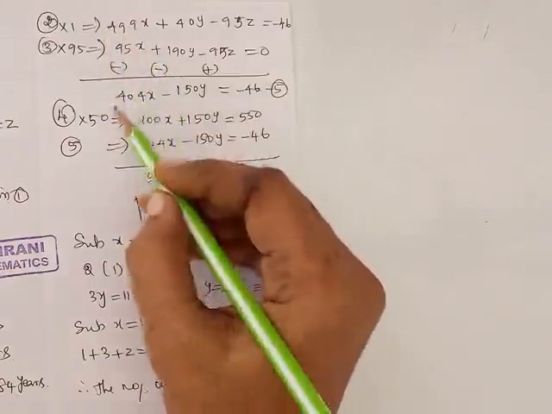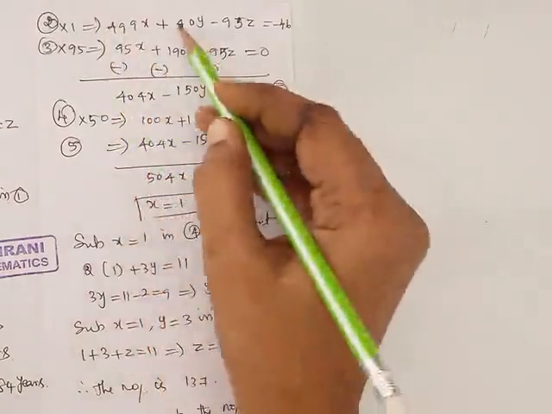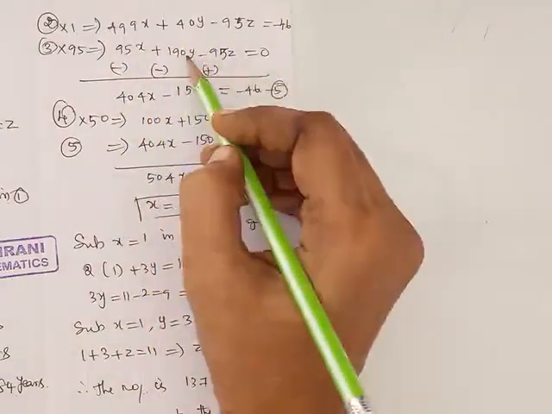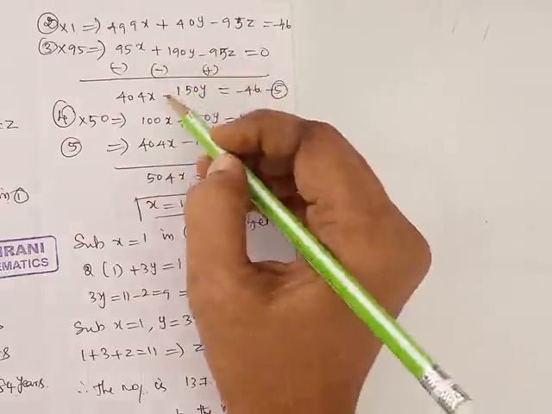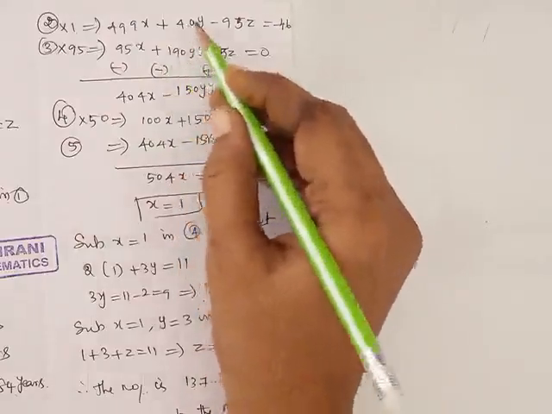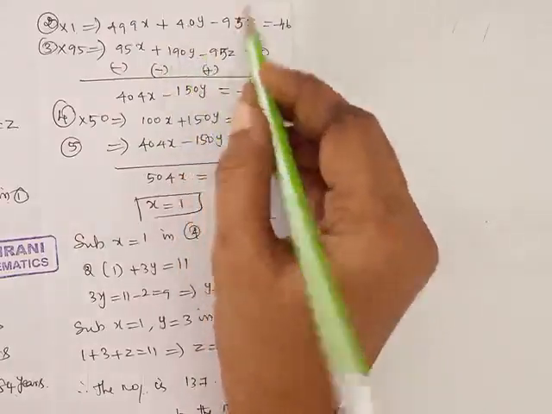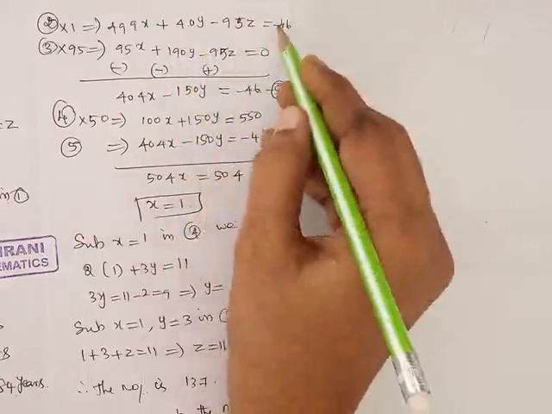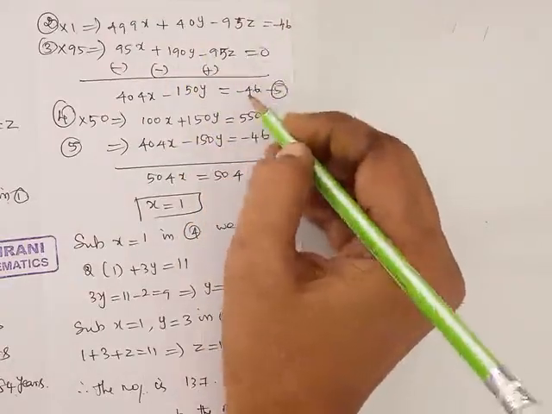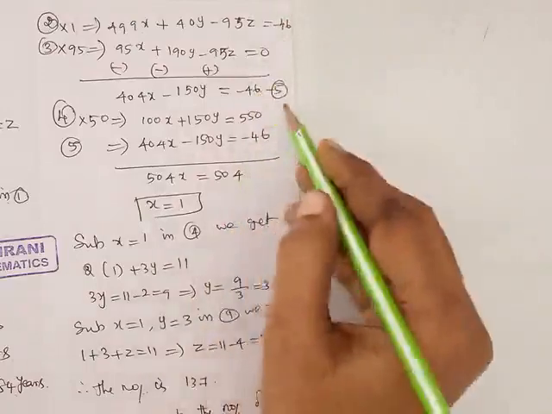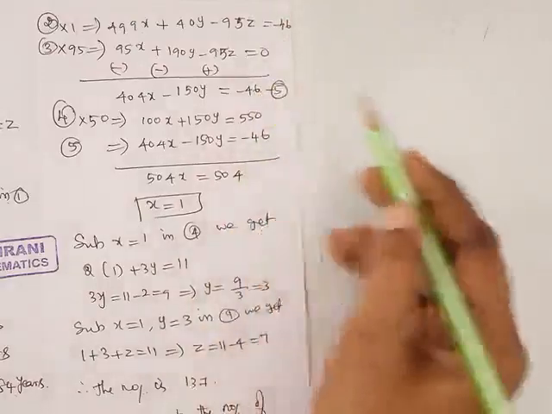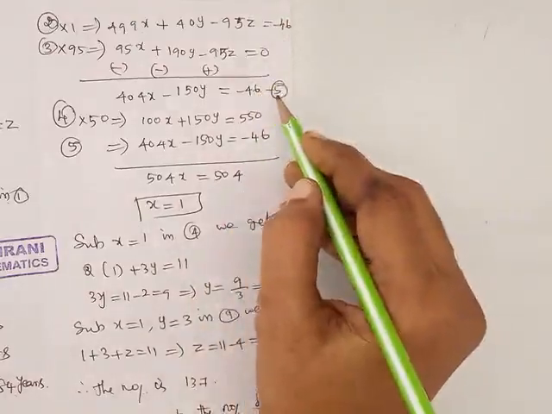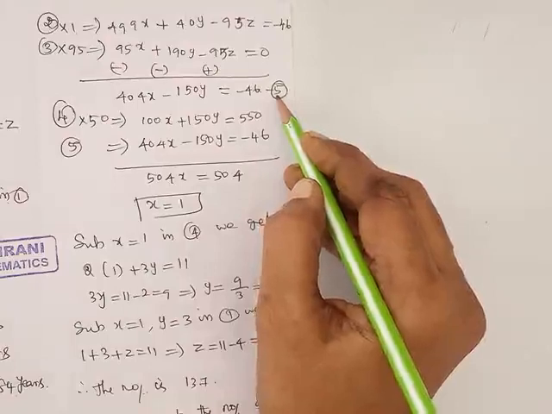The subtraction of these two numbers gives 404x. Here 40y minus 190y, the greater number's sign is minus, so 190 minus 40 gives minus 150y. The z is already cancelled. So you will get minus 46 plus 0, the same minus 46. So this is called equation number 5. Now you already have equation number 4 and this is equation number 5.